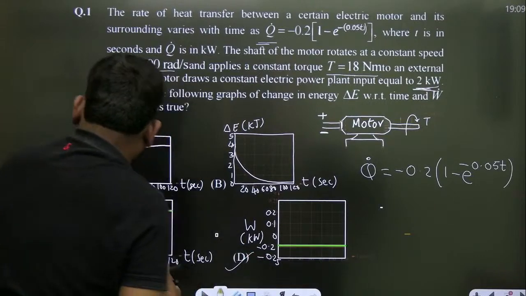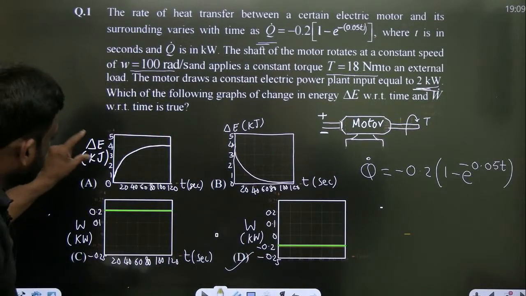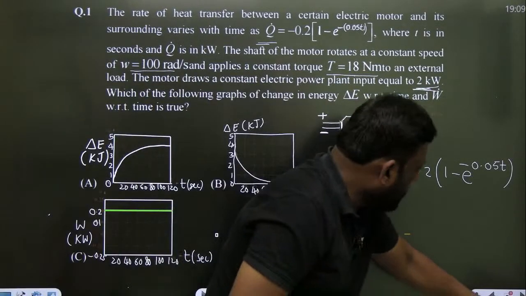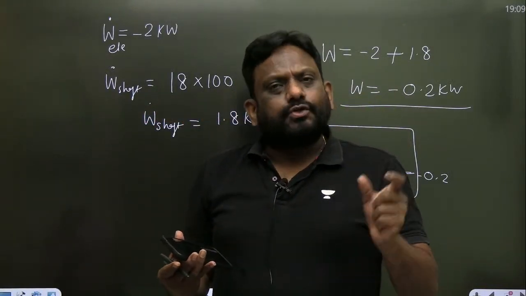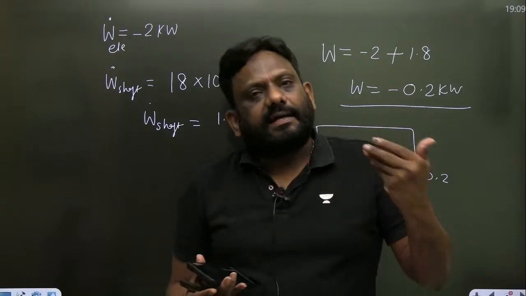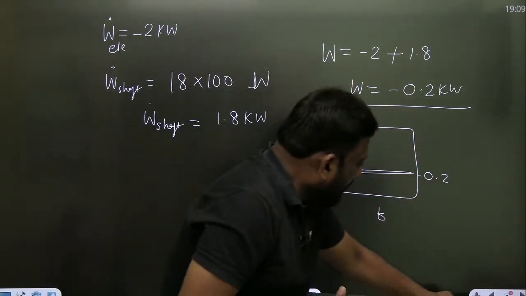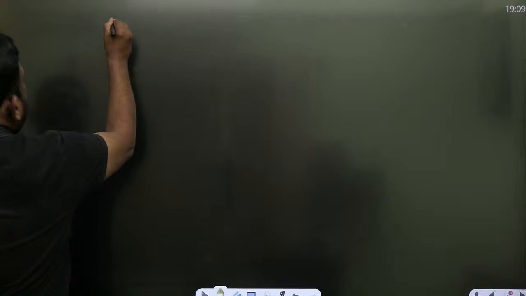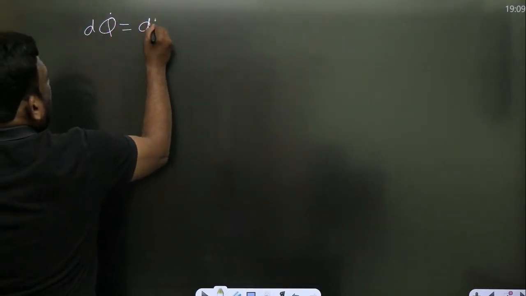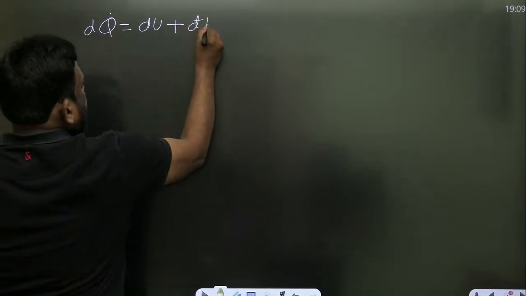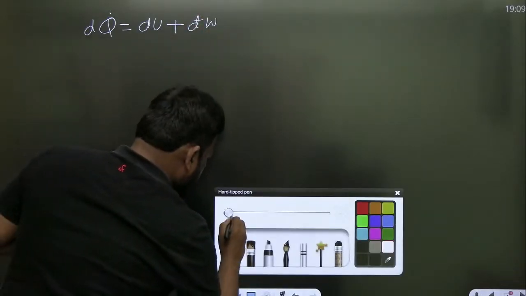And he's also asking the change in energy. Of course, here kinetic and potential energy changes are not given. So change in energy is nothing but internal energy. Now, my dear students, you know that d dash q is equal to du plus d dash w. Let me write a bit thicker.